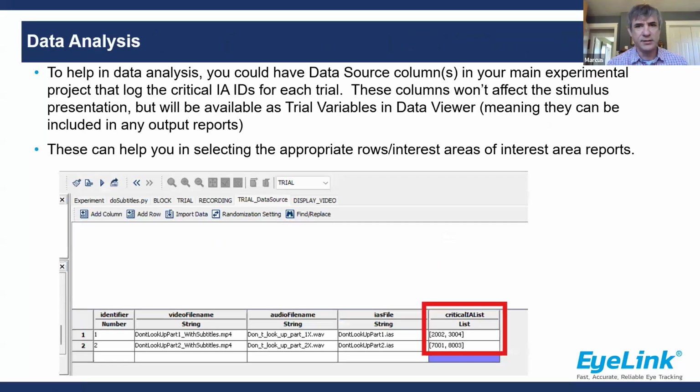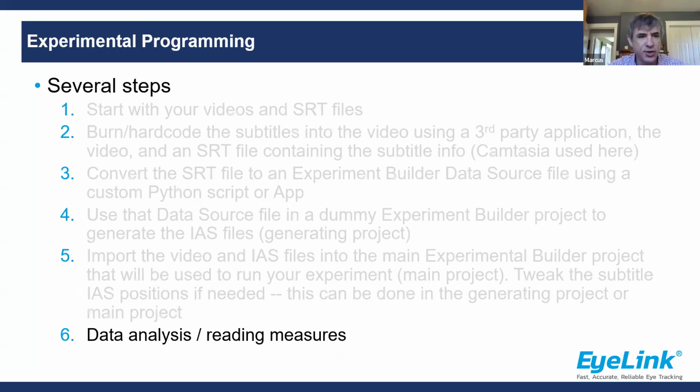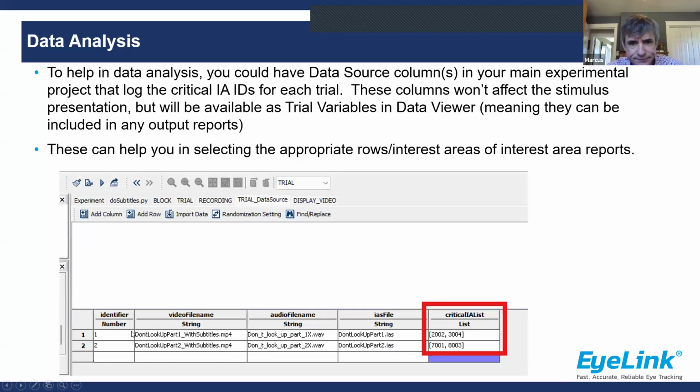Okay, this is the critical interest areas that you were talking about. Yes, so these are not going to affect your experiment. These are just if you need them for analysis. So when you output reports from Data Viewer, you can output this also for further analysis. Yeah, let's go through all that here.